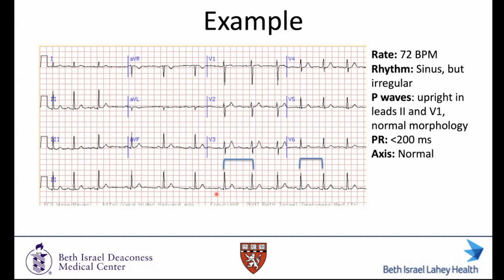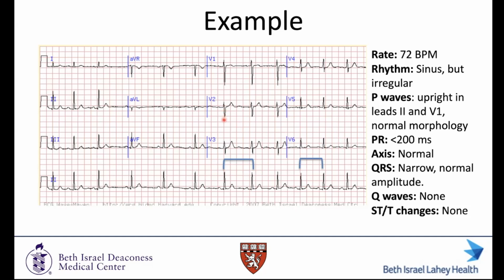And then our axis is normal, so we're upright in lead 1 as well as 2 and AVF, so there's no axis deviation here. Our QRS complex is narrow, as you can see, less than 120 milliseconds, of normal amplitude. We're not meeting any LVH criteria. We don't see any Q waves, and there are no ST changes. And then our QT is also less than 500. So this EKG is more likely to represent sinus arrhythmia.